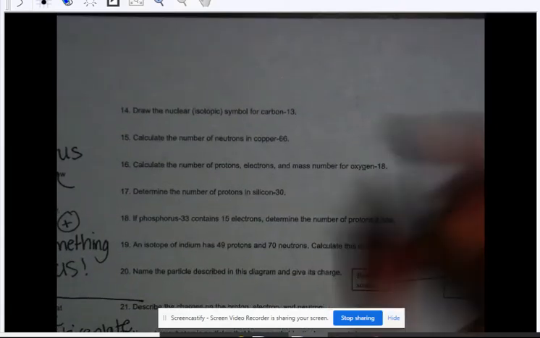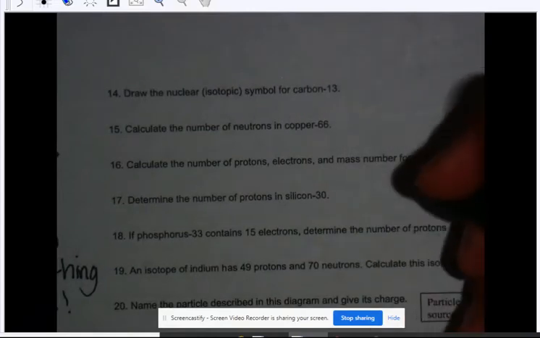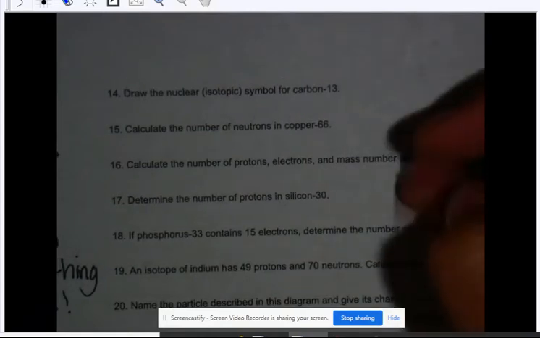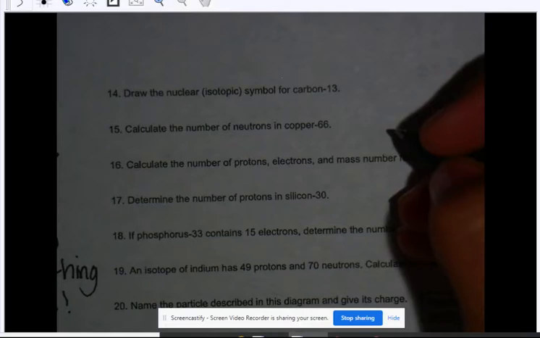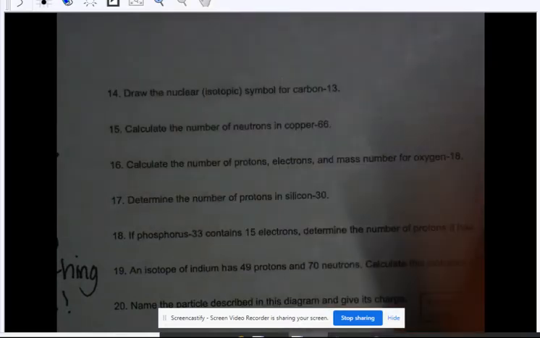13. It says draw the nuclear or isotopic symbol for carbon 13. So what information do we need to know in order to write the nuclear notation? You need the atomic number. You also need to know what the symbol is, right? So carbon is what symbol? A C. So I'm going to write it up here, that way I have room for the rest of these.